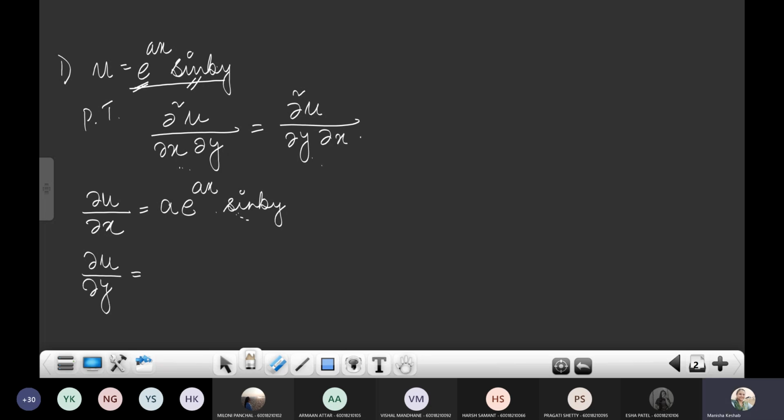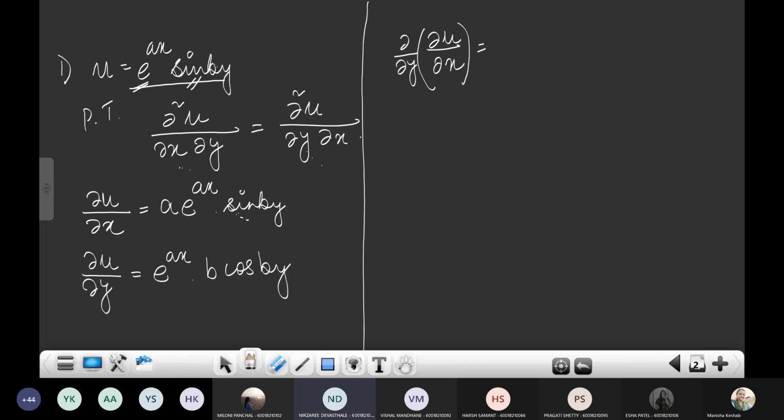Next we can find del u del y. Now del u del y means we will differentiate with respect to y. So e power ax will behave as a constant, and the differentiation of sine by will be b cos by. Now del u del x, we have to differentiate with respect to what? With respect to y. So we can write here del y of del u del x.